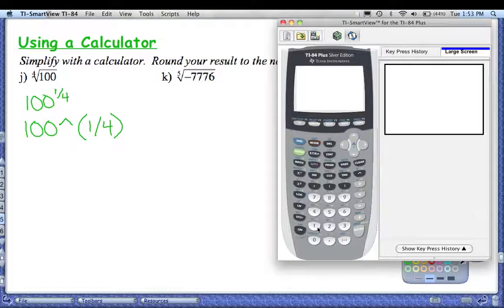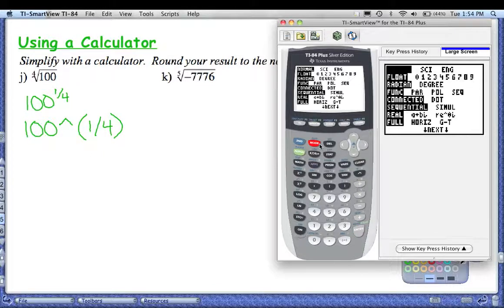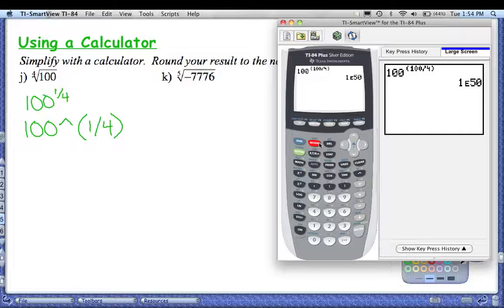So I have 100 caret, and yours will look a little different than mine here, but you need to put that exponent in parentheses. My caret didn't show up. 100 caret, one divided by 4. There we go. So it's about 3.16.